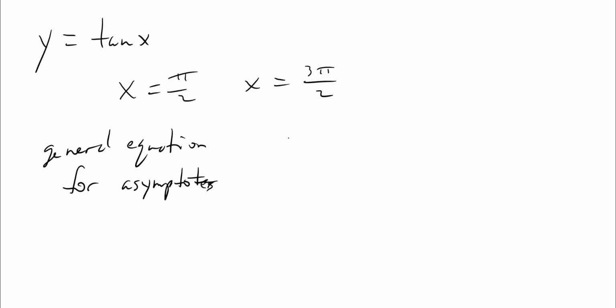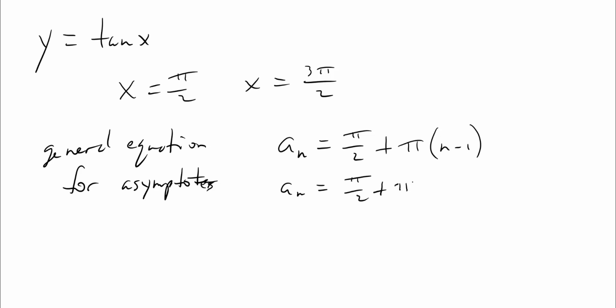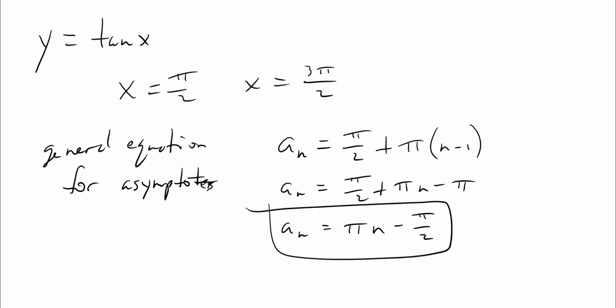Well, we're going to do the same thing, guys. A sub n equals a sub 1, which is pi over 2, plus d. What's the difference between those? 2 pi over 2, which is just pi, times n minus 1. So simplify that, we get pi over 2 plus pi n minus pi. So a sub n is equal to pi n minus pi over 2. Okay, so that is your general equation for an asymptote. Pretty easy. And of course, we'll say n is an integer. That's important too.